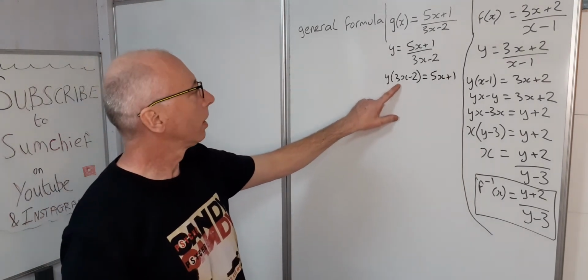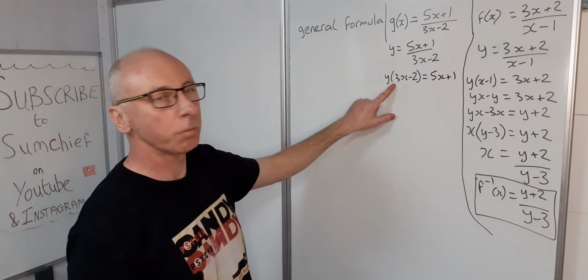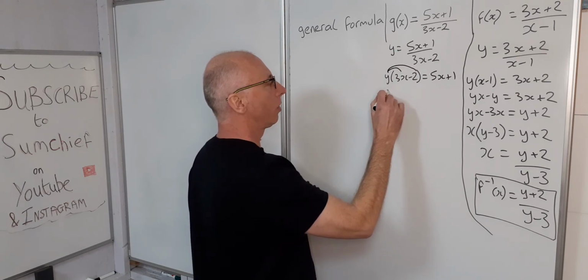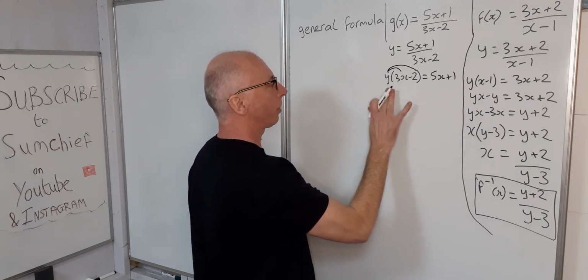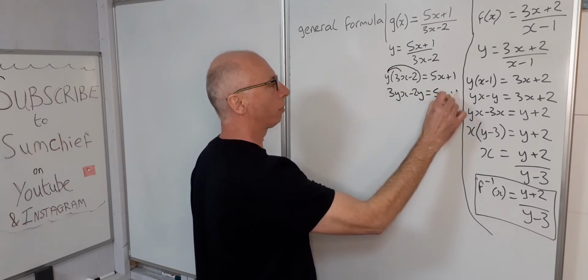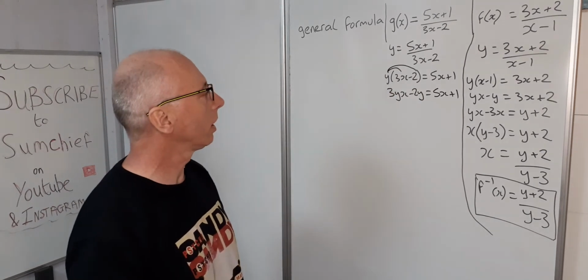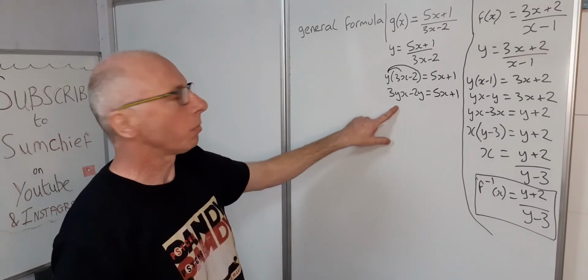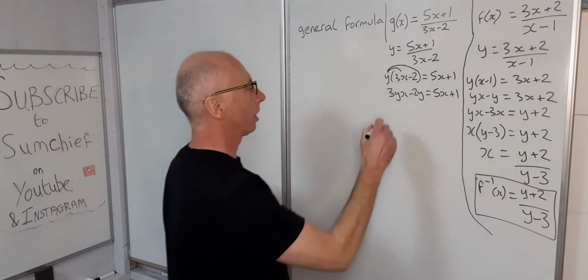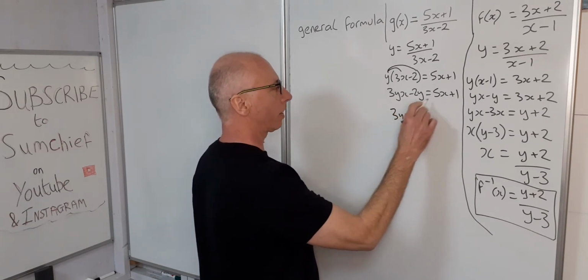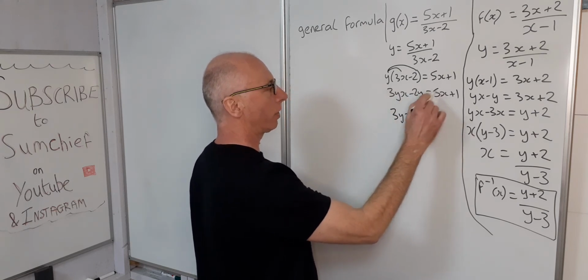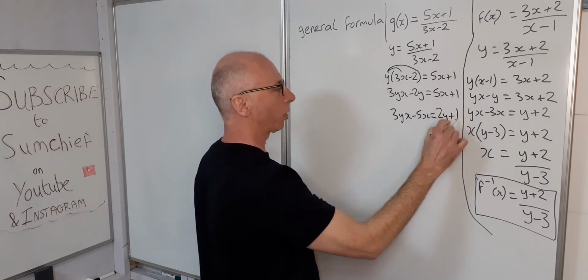Okay, so now we need to just distribute the y into this. So with this one and this one, so we get, let's put the 3 in front actually, 3yx minus 2y equals 5x plus 1. So that's the y distributed. Now get the x terms on one side. So bring this one over here and put this 2y over the other side. So 3yx minus 5x equals minus 2y over this side gives us plus 2y and then plus 1.